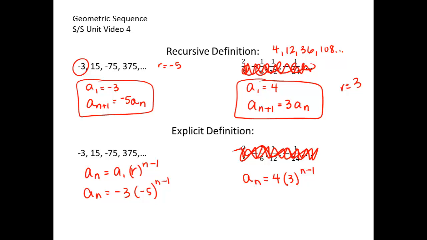Okay, so we've taken a look at what a common ratio is, which defines that the sequence is geometric. We've identified the r value by dividing the second by the first, the third by the second, and the fourth by the third. And then you're going to be able to write our explicit and recursive definitions. Nice.